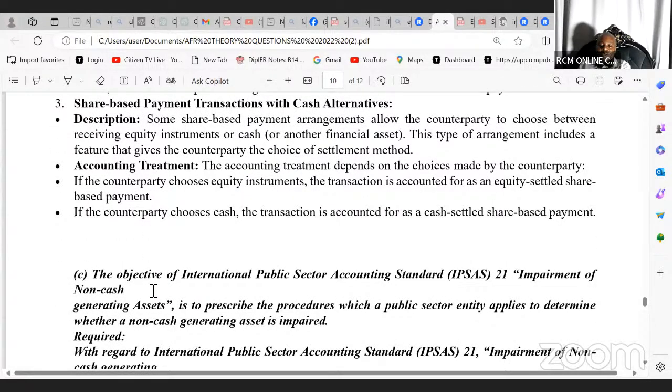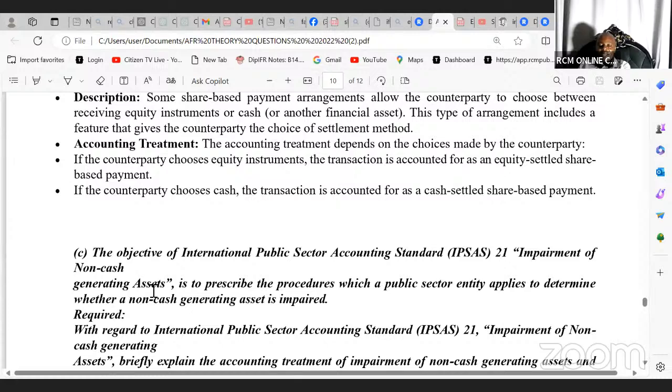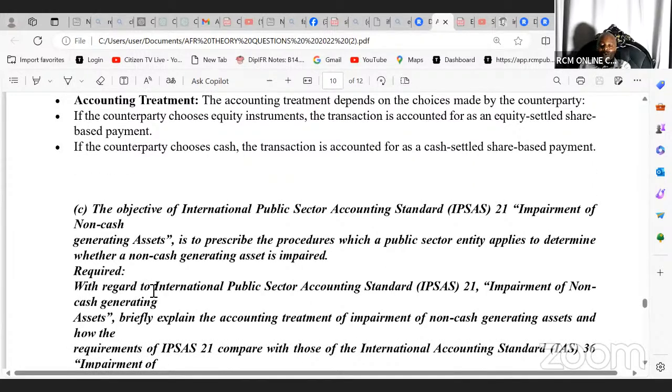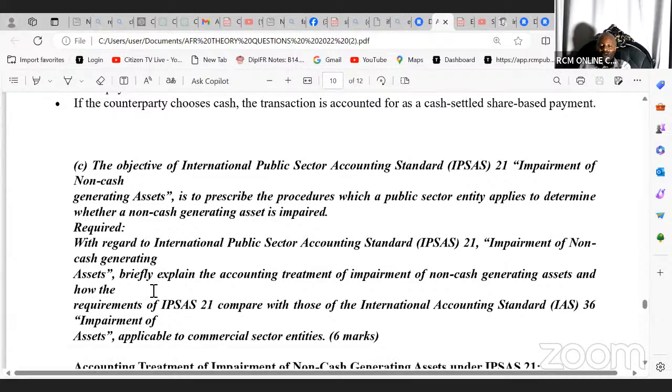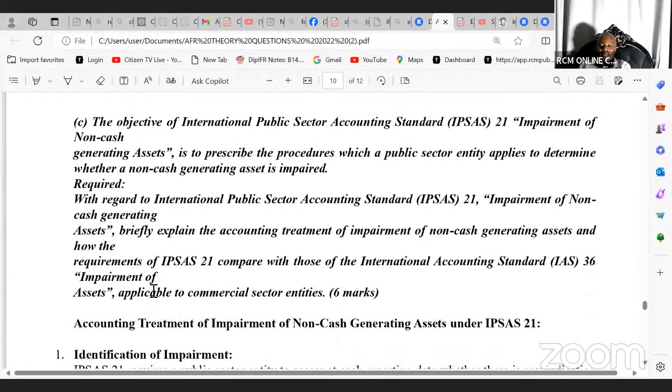The objective of International Public Sector Accounting Standards, IPSAS 21, impairment of non-cash generating assets, is to prescribe the procedures which a public sector entity applies to determine whether a non-cash generating unit is impaired or not. Required: with regard to IPSAS 21, briefly explain the accounting treatment of impairment of non-cash generating assets and how the requirements of IPSAS 21 compare with those of International Accounting Standard 36, impairment of assets, applicable to commercial sector entities.